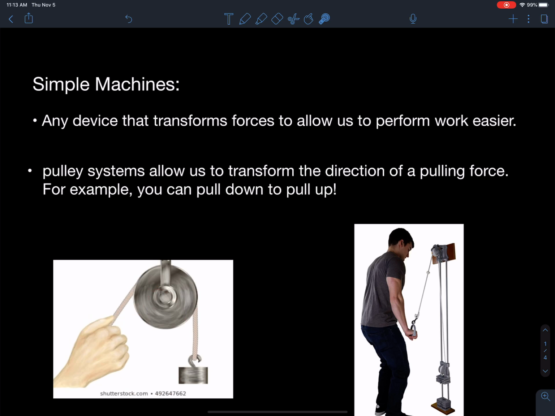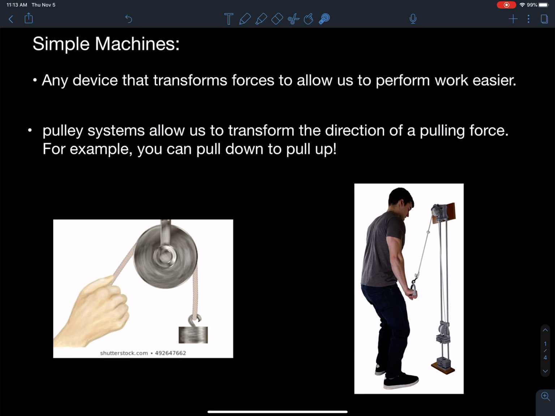Here's just a drawing of a hand pulling down to pull up. And in a gym, in these universal machines, they use pulleys to allow you to do that too. I can pull down in order to pull a weight up. What we won't talk about is multiple pulley systems that allow me to use less force to lift something up. We can talk about that later when we talk about engineering physics. But right now we're just focusing on single pulleys, rope around a single pulley. So all you need to know is that they transform forces.